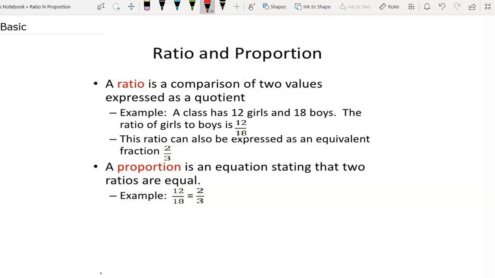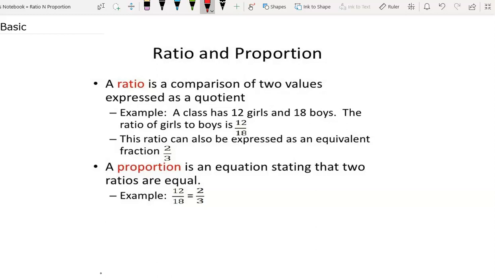Hello everyone. Today we will start a new chapter, Ratio and Proportion for SSC CGL. I will be covering questions on ratio and proportion for both prelims tier 1 and mains tier 2. So let's start with few basics.